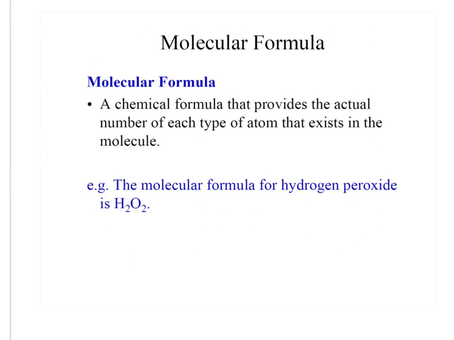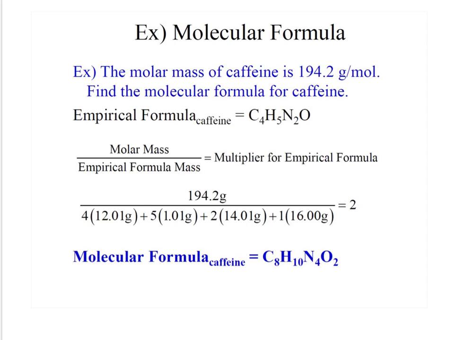Okay. In reality, there are 2 hydrogen atoms and 2 oxygen atoms in hydrogen peroxide. So that would be the molecular formula, not just HO, the reduced version. The molar mass of caffeine is 194.2 grams per mole. Find the molecular formula for caffeine. By dividing the molar mass by the empirical formula mass, you'll get a whole number. Then you multiply all of the empirical formula subscripts by this number to get the molecular formula.